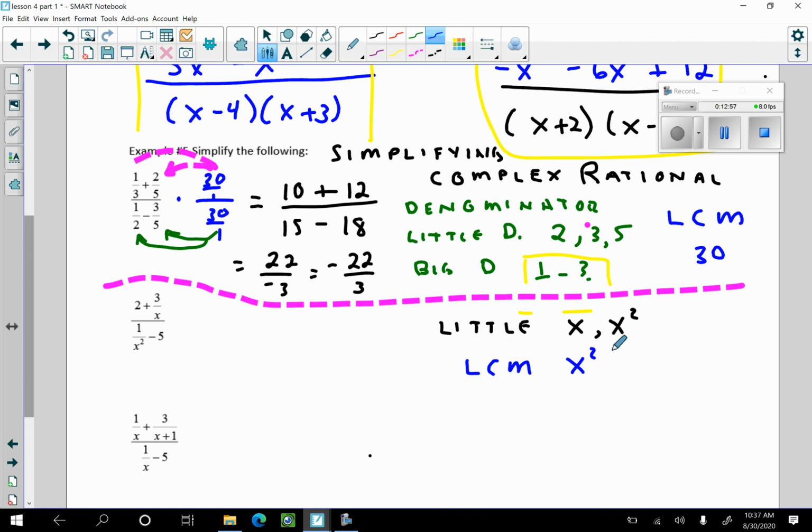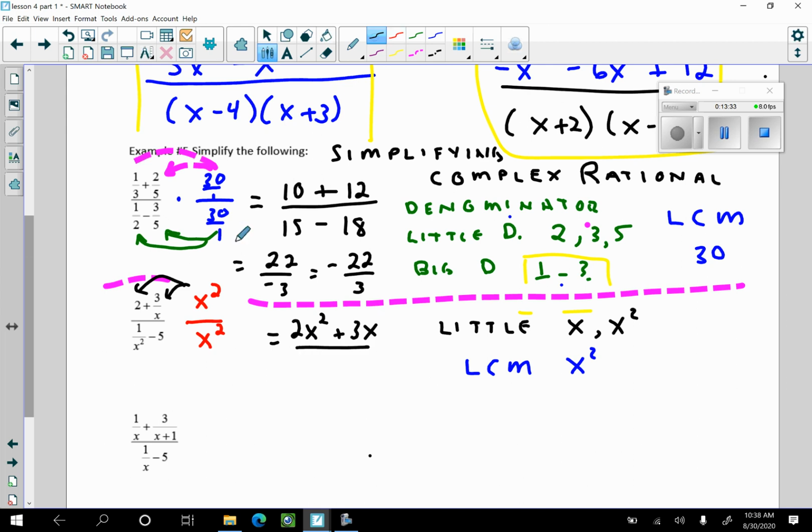So what I'm going to do, same method I did on the previous guy, I'm going to multiply the top and bottom by x squared. Let's get rid of this guy right here a minute. Multiply top and bottom by x squared. Use the distributive property. Alrighty, so what's x squared times 2? 2x squared. What's x squared times 3 over x? Well, one of the x's canceled, so it's going to be 3x.